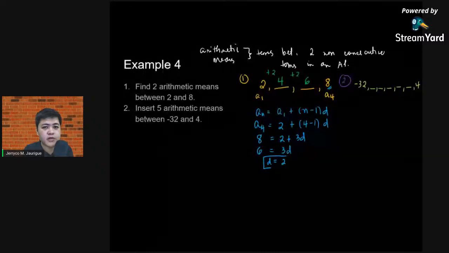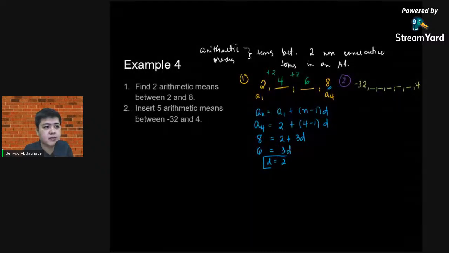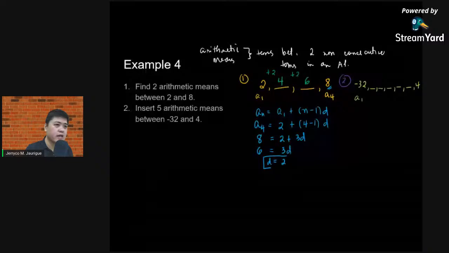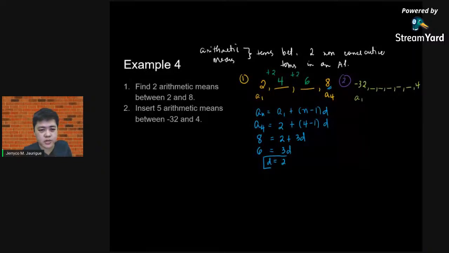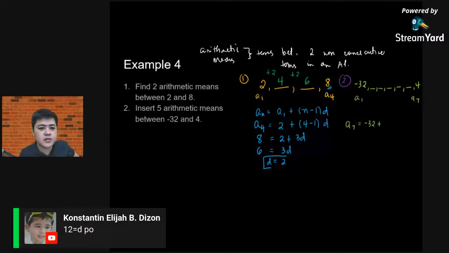So by doing this, your a sub 1 is negative 32. And then 4 is your, what term is 4? 1, 2, 3, 4, 5, 6, 7. So pang 7 na si 4. Okay, so balik tayo dito sa formula na to. We can substitute a sub 7 is equal to first term, which is negative 32, plus 12d po. Okay, sabi ni Cons, ang common difference daw ay 12.